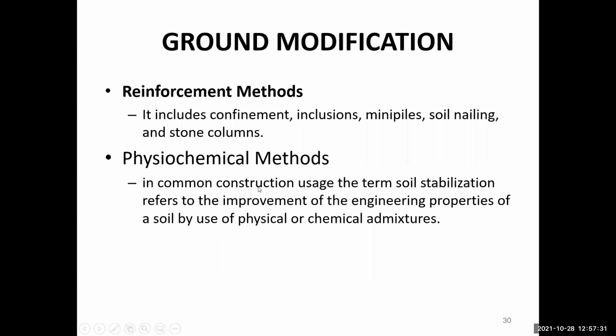Physiochemical methods. In common construction usage, the term soil stabilization refers to the improvement of the engineering properties of the soil by the use of physical or chemical admixtures. So we can chemically change the characteristics of the soil by use of chemical admixtures. These are also available. But remember that not every kind of method may be used in all situations. For different situations, we may have to use different methods where appropriate.